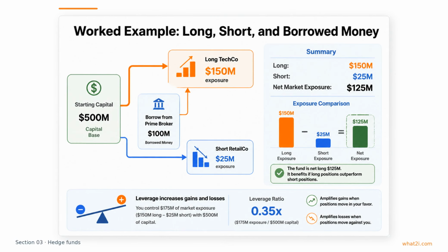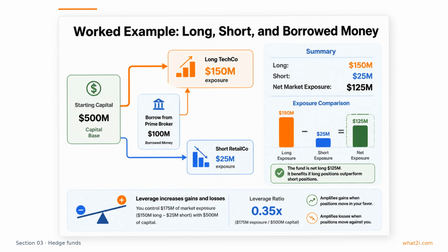Consider a simple leveraged long-short example. A fund starts with $500 million in capital, takes a $150 million long position in TechCo, and a $25 million short position in RetailCo. Because the short offsets part of the long, the net market exposure is $125 million. If part of the TechCo long was expanded using borrowed money from a prime broker, the fund has increased the size of the outcome without adding new investor capital. The trade expresses both a directional and a relative view: confidence in TechCo and weakness in RetailCo. Even though the net exposure is smaller than the gross positions, the individual trades still matter a lot.